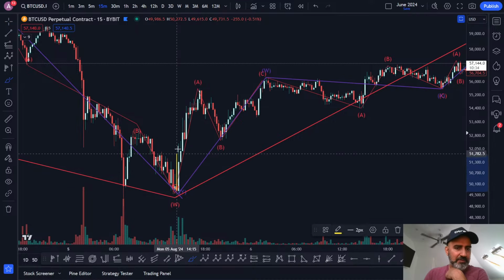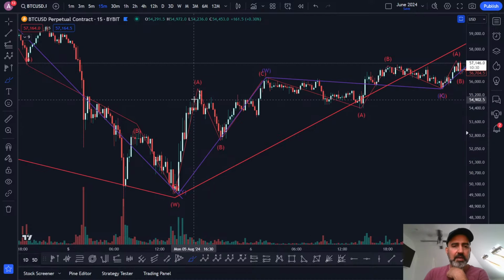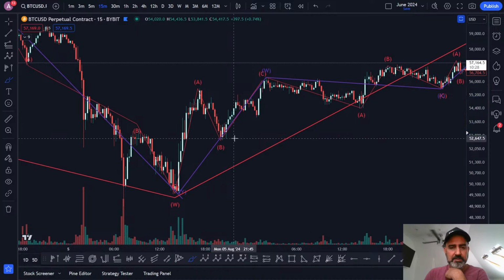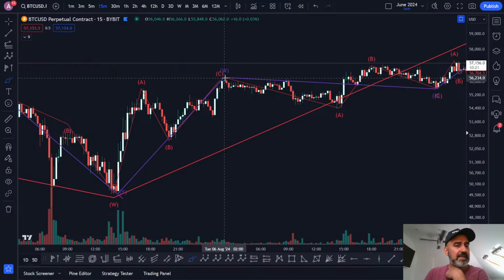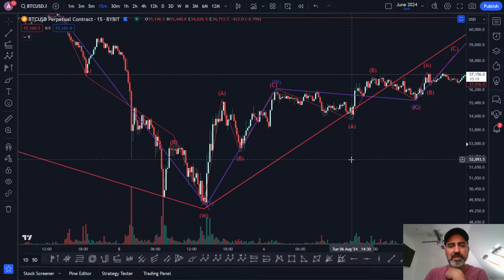Again, this is quite difficult to see. It's almost like this, isn't it? It's like that. Then you have an ABC there. That's your B. You have another one here, ABC there, and that's your C. So you have an ABC. That completes your purple W.